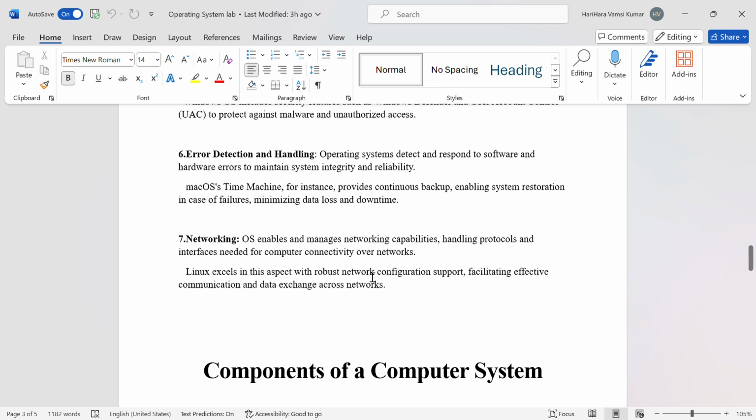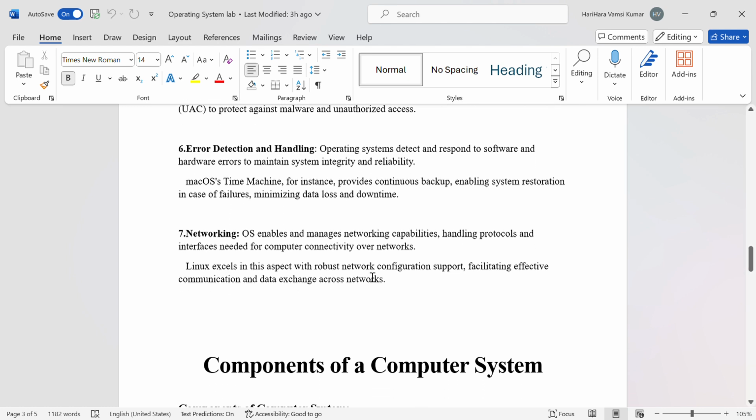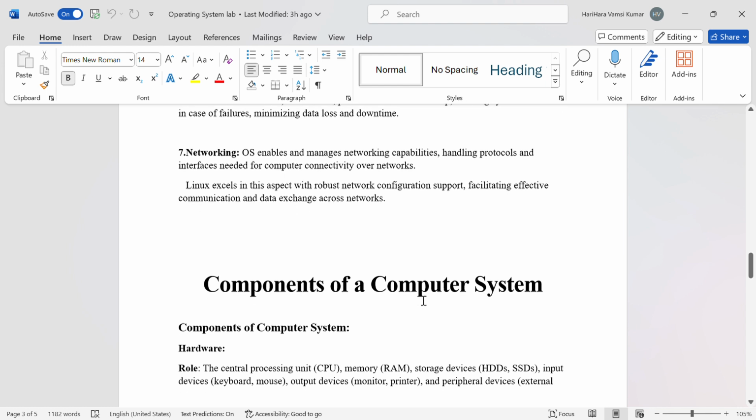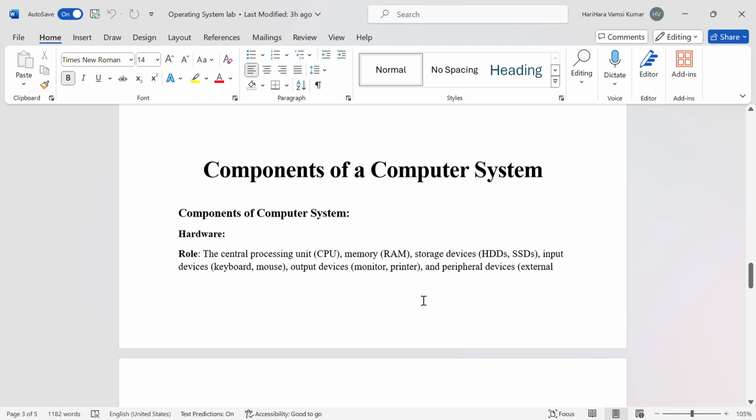And the seventh one is networking. The OS enables and manages networking capabilities, handling protocols and interfaces needed for computer connectivity over networks. For example, Linux excels in this aspect with robust network configuration support, facilitating effective communication and data exchange across networks. The next topic is components of a computer system.